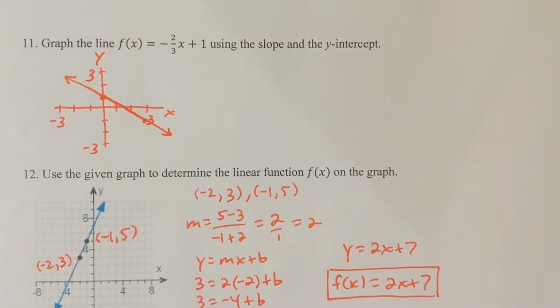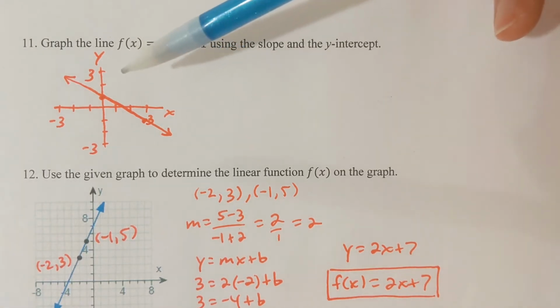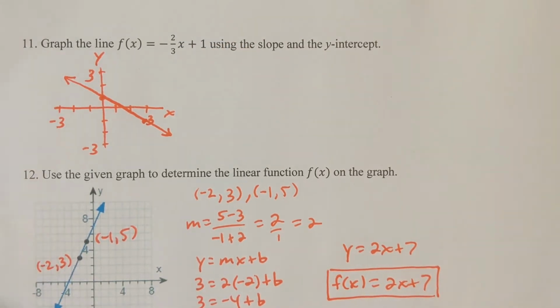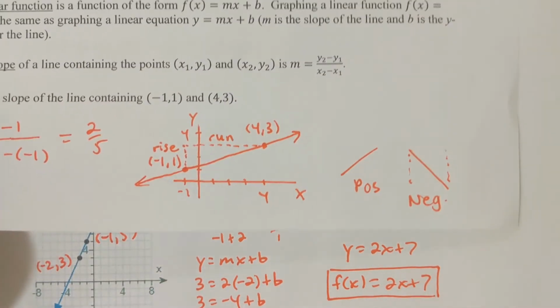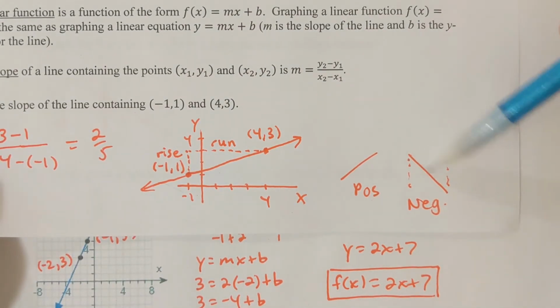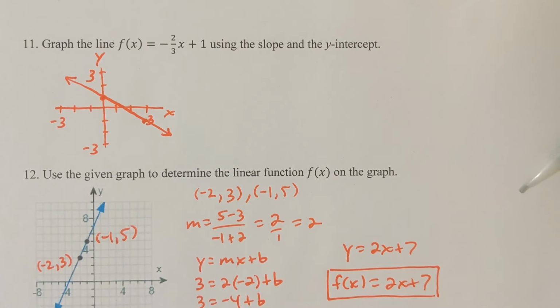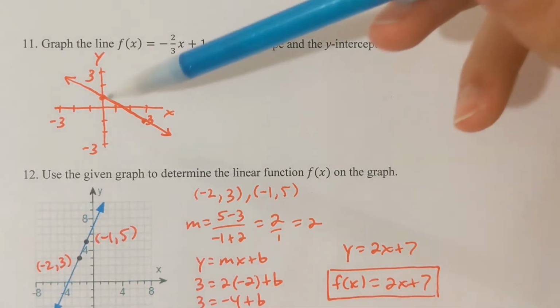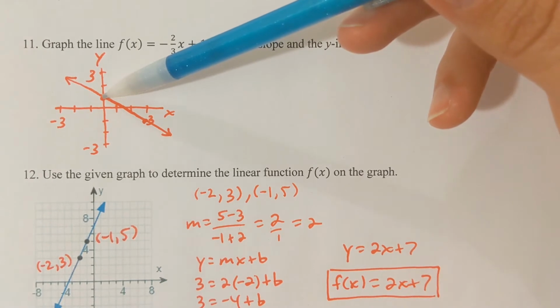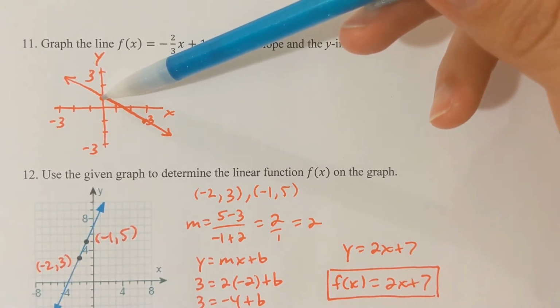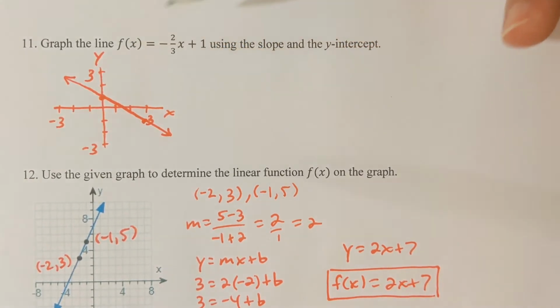Problem 11. We're going to graph the line f of x equals negative 2/3 x plus 1 using the slope and the y-intercept. The slope of this line is negative 2/3, so I know right away that I'm going to be drawing a line slanted in the negative direction here. And the y-intercept is at 1. So here's 0, 1. I can use it as a start point when I draw this line, and then work off of the slope. Rise over run.